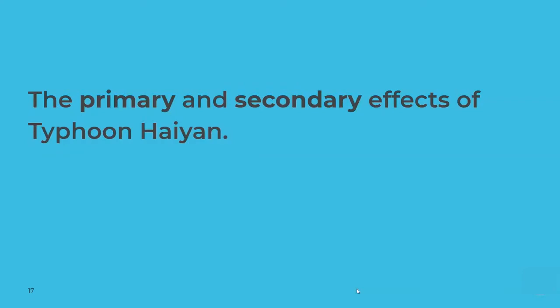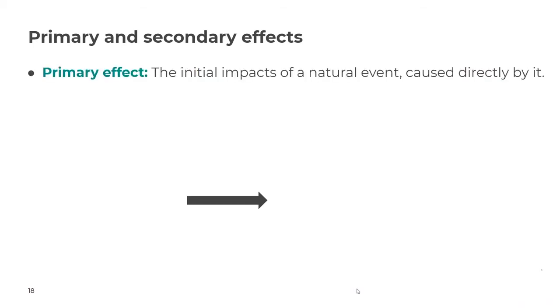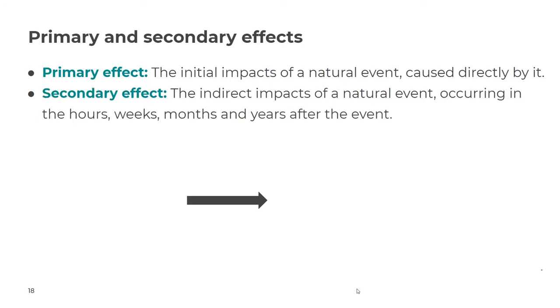So let's now consider the primary and secondary effects of Typhoon Haiyan. So we need to remind ourselves first of all about what we mean by a primary effect and a secondary effect, and then we need to look at the effects of Typhoon Haiyan and categorise them into each of these categories. So what is the difference between a primary and a secondary effect of a tropical storm or any other natural hazard? So a primary effect means the initial impacts of a natural event caused directly by it. In contrast to this, a secondary effect means the indirect impacts of a natural event occurring in the hours, weeks, months and years after the event.